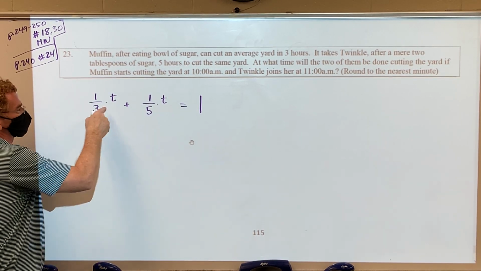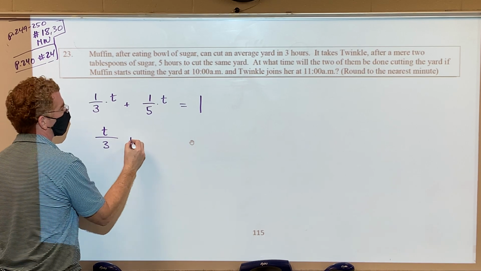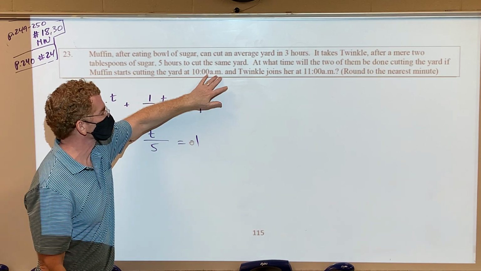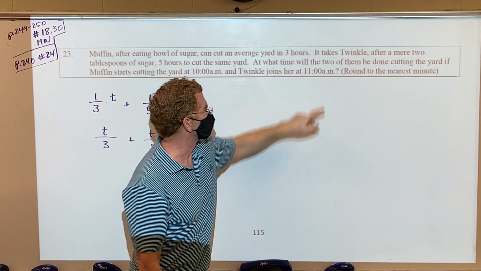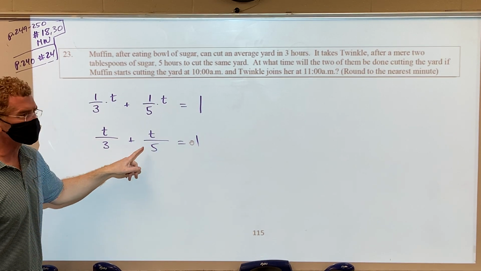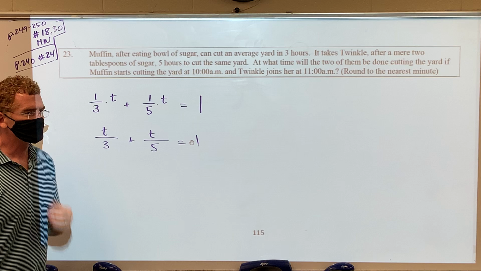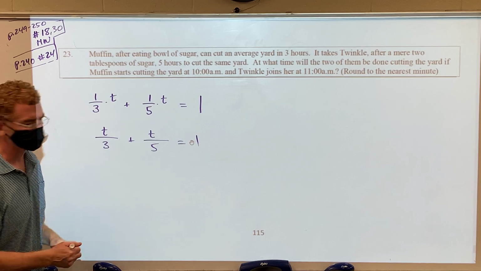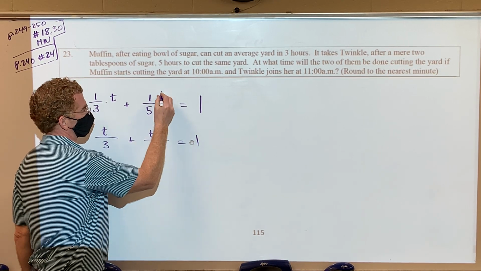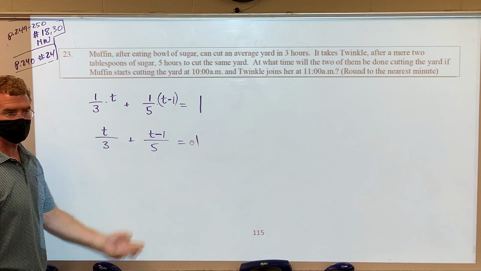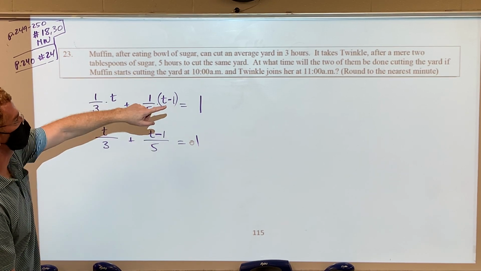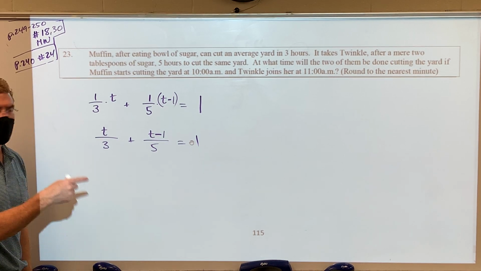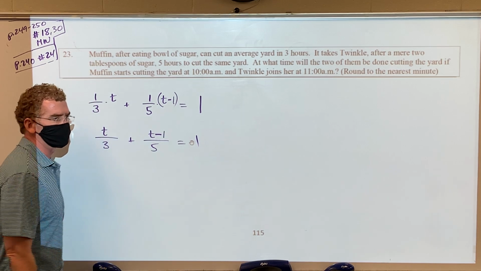But wait, it said, and I could put the T's on the top if you want, but I've got to make one last adjustment. It says that Muffin begins cutting at 10 and Twinkle joins her at 11. So Twinkle did not cut it for the full allotment of time, did she? She started what? 1 hour later? So what would I have to do to her time? Subtract 1 hour. So she subtracted 1 hour from her time. And then you're ready to go. Now the question actually said, at what time will the 2 of them be finished? So I need to find how long it took and then add it back to 10 hours to see what time they're going to be done.